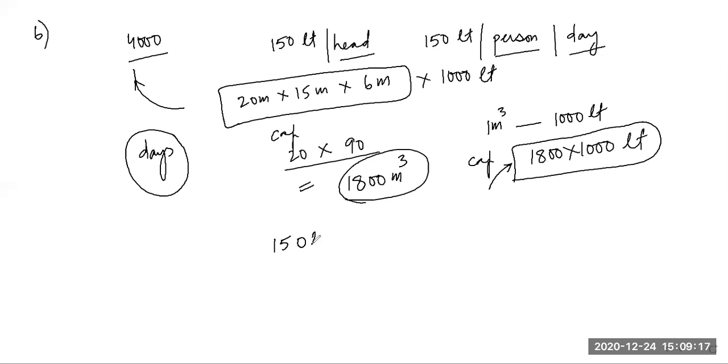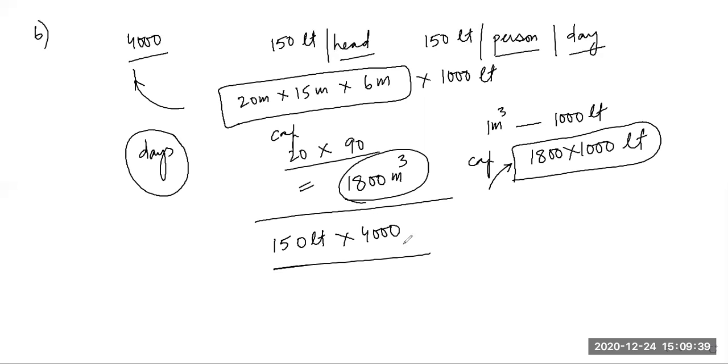150 liter. Right? One person needs 150 liter water for one day. Am I right? Now, let us see the total consumption of 4,000 people. One person will consume 150 liter. So 4,000 people will consume this much liter. Am I right?